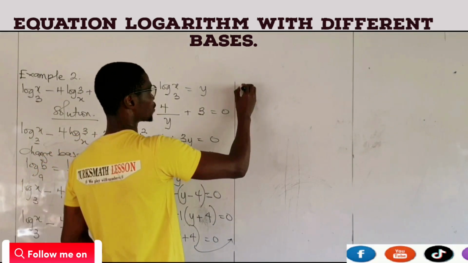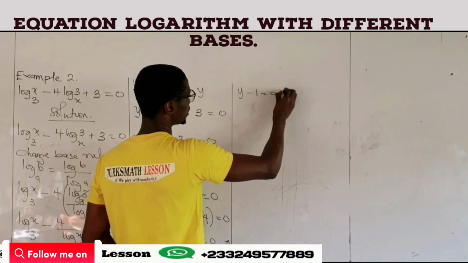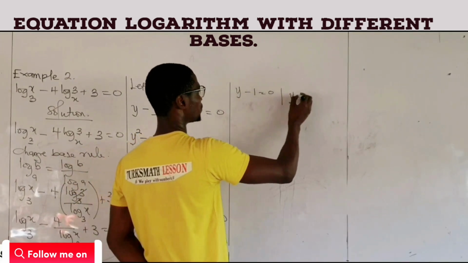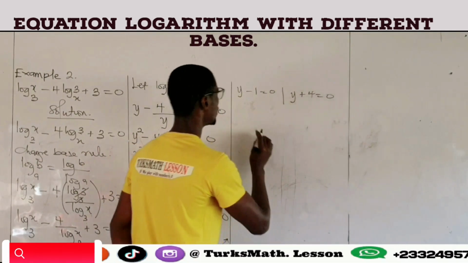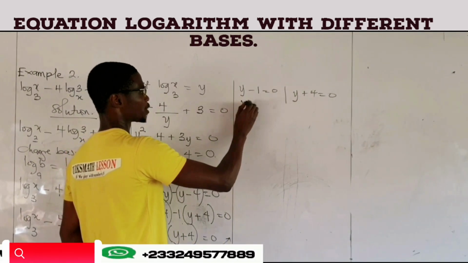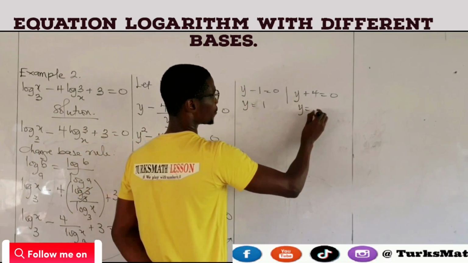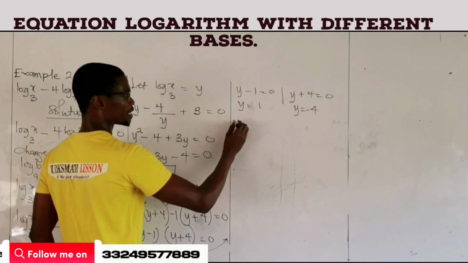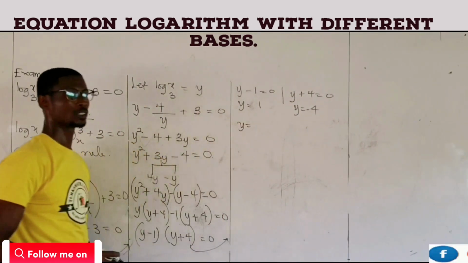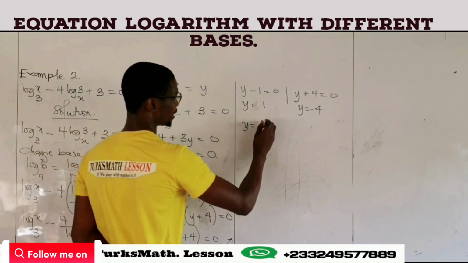So you're going to have y minus 1 equals 0, then y plus 4 equals 0. So y here is equal to 1, and y here is equal to negative 4. So which one are you supposed to use now? Is it 1 or negative 4? 1. So you use 1.